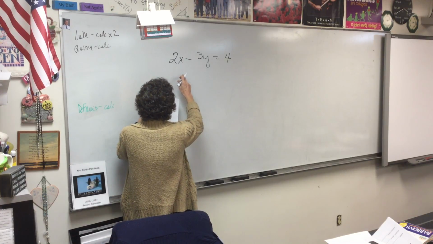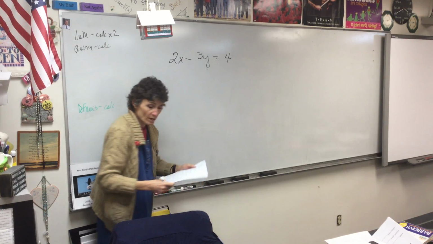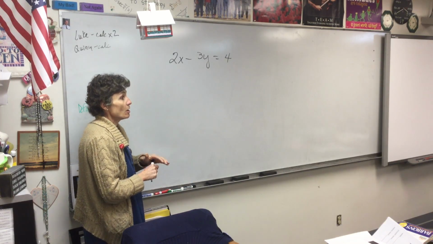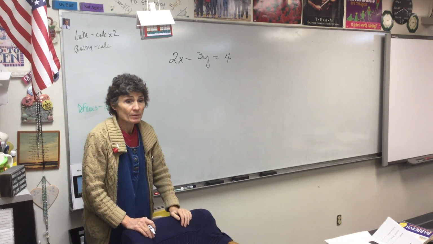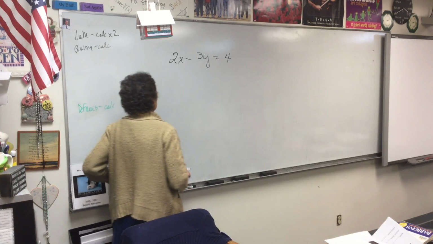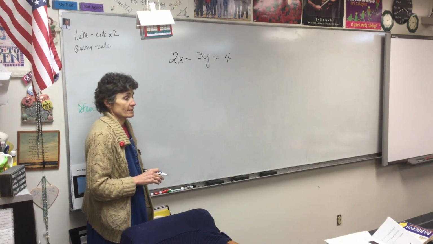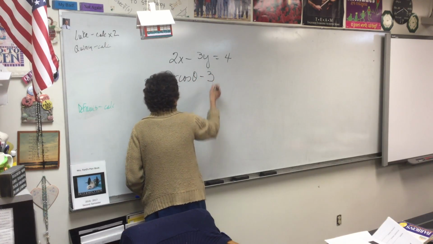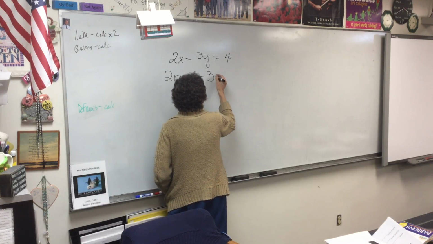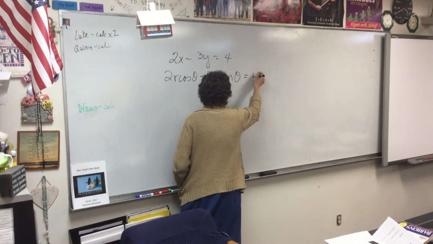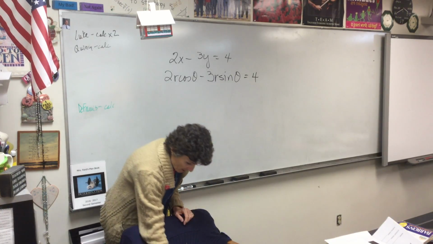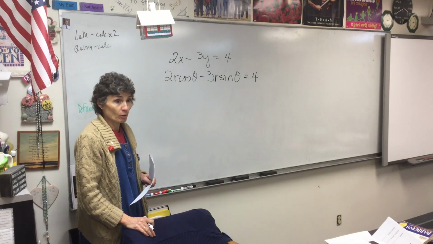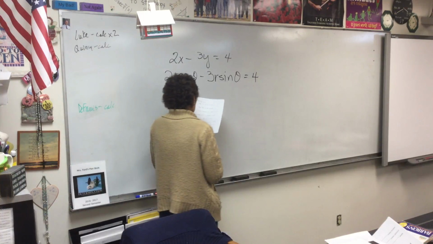Okay, now we're going to rewrite this as a polar equation. Now, what does that mean? That means no x's and y's, only r's and thetas. So here we go. What's x equal? R cosine theta. What's y equal? R sine theta. Take a look at that equation. What are the variables in that equation? R's and thetas. Is that a polar equation? We're done. That is so easy.